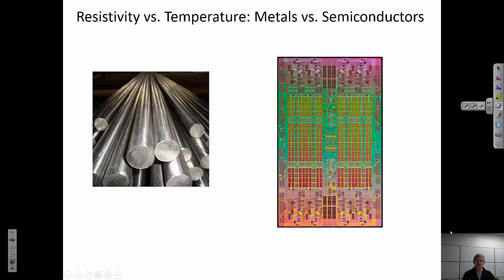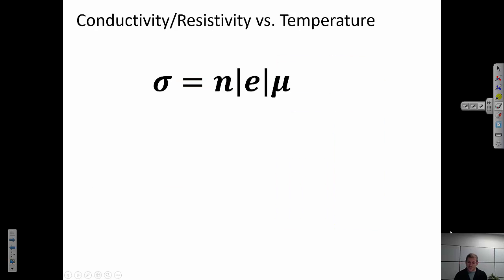Howdy. The point of this video is to talk about how temperature affects electrical resistivity in metals and in semiconductors. Now, just like when we were considering how dopants affect resistivity, it's going to be different in these two cases. So we're going to, again, focus on why.